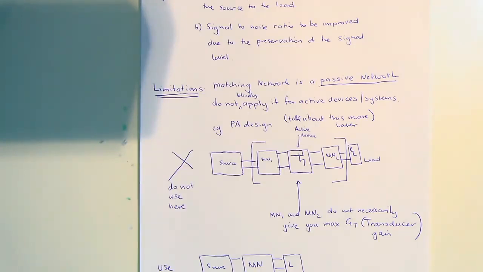And the reason I'm trying to emphasize that is if you're designing a power amplifier, don't necessarily match everything, because that's not necessarily when you'll get the maximum gain. In the next lecture, we'll start talking about maximum transducer gain and how to design power amplifiers. But the important thing here is if you've got a passive network and the source impedance is fixed, yes, impedance match. But if you've got active components and/or the source impedance isn't fixed, it's not necessarily the best thing to do.